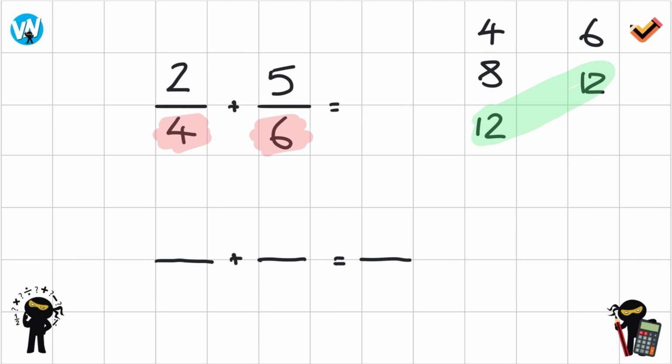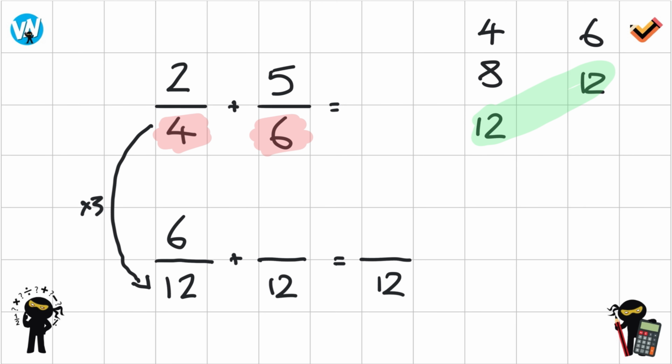Now once we've got that, we can just basically get on and do the question. So this is 12, this is 12, this is 12. How do I get 4 to 12? Well, I've times it by 3, haven't I? 4 times 3 is 12. So I need to times the numerator by 3. 2 times 3 is 6. Dead simple.